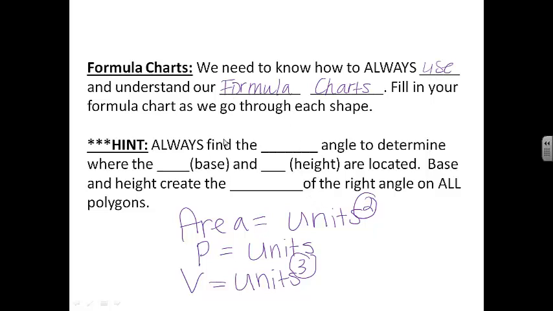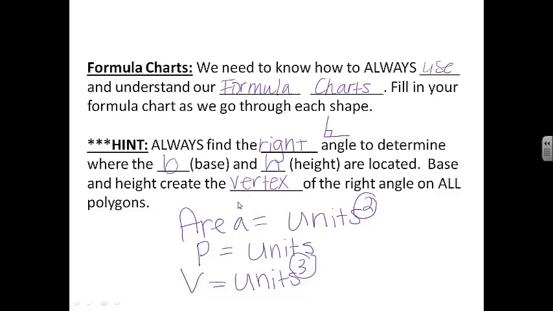At the beginning, with area, the only thing we're talking about in this video, the hint is you always need to find the right angle. Right angle means it makes a 90-degree angle. This determines where the base, our variable b, and the height, h, are located. Base and height always create the vertex. A vertex is when two lines come together. So the base and the height always create the vertex of the right angle on all polygons.